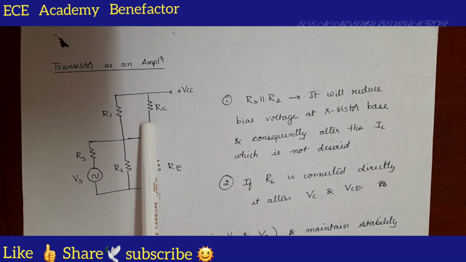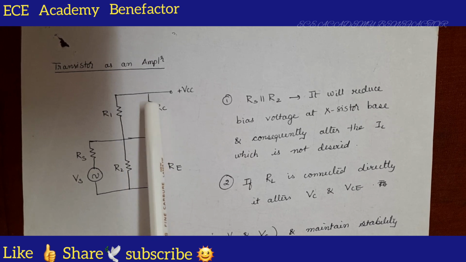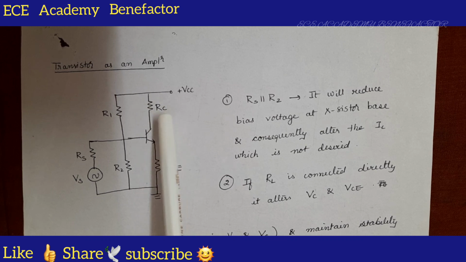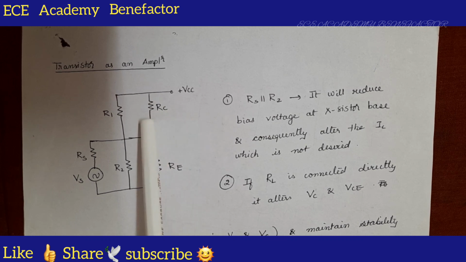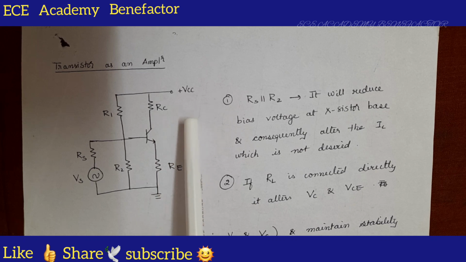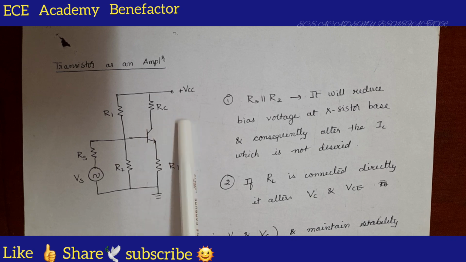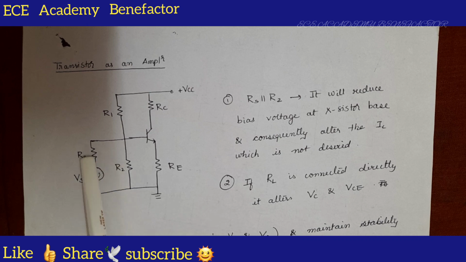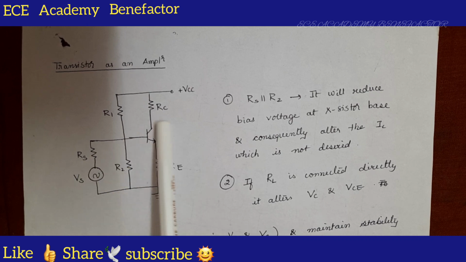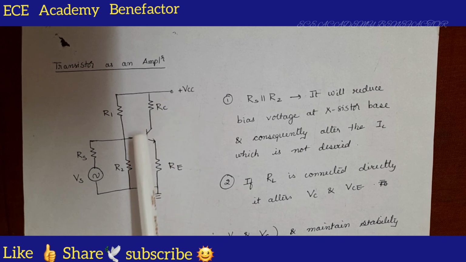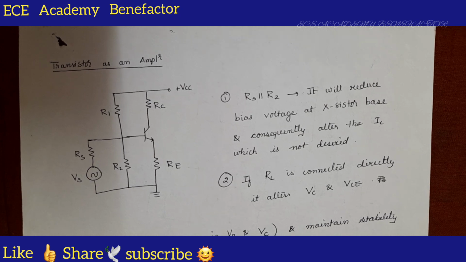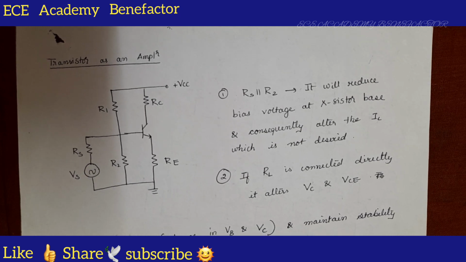And if RL is connected directly, what will happen? We are observing the output directly. So, what happens? The VC will get altered. So, we cannot directly take the output across this collector point. It will alter the output voltage because of this the bias voltage changes, and hence the collector voltage as well as the collector current changes. So, this results in instability of the functioning of the transistor as an amplifier.